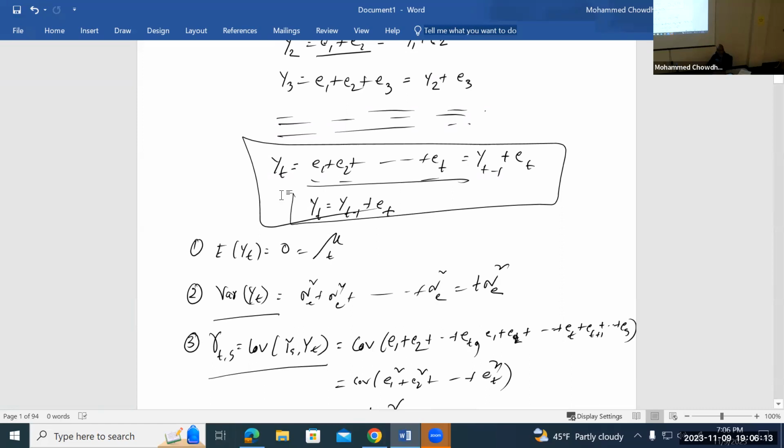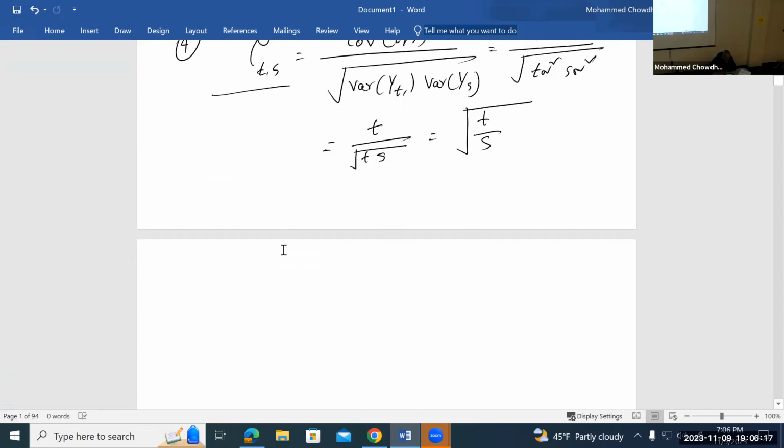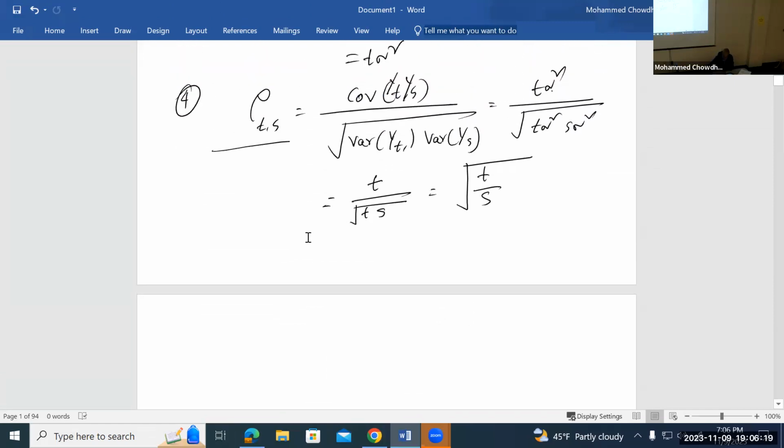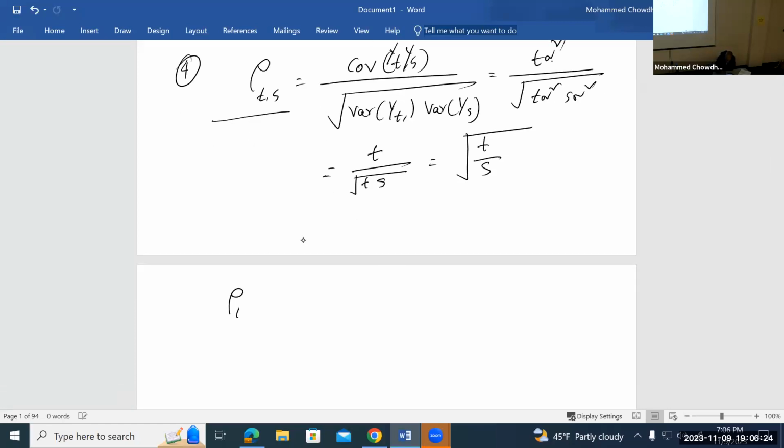Now, this is a simple random walk that I have discussed here. I want to tell you something. Take a look. Rho t comma s equal to square root of t over s, right? Clear?